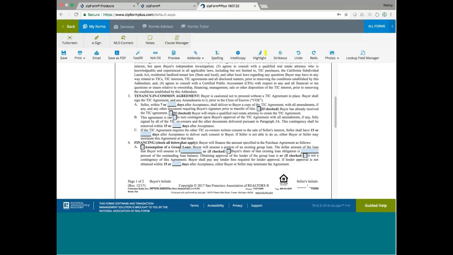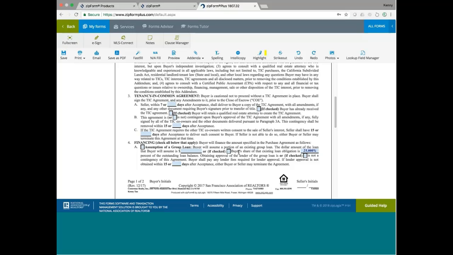It says here, buyer will assume a portion of an existing group loan. The dollar amount of the group loan that buyer will assume is, let's say, for example, the group loan is $600,000 and it's a 25% interest, so the buyer will assume $150,000 in the amount of the loan, one fourth. Sometimes it's easier to just go ahead and put in the percentage. So you have a choice of putting in the dollar amount or putting a percentage. So in this case, we put 25%.